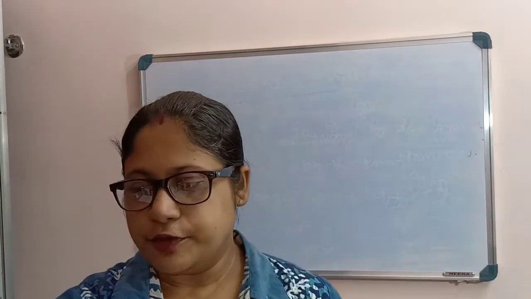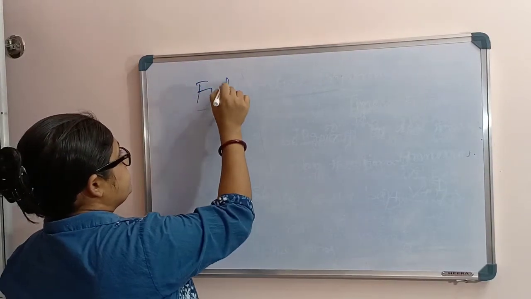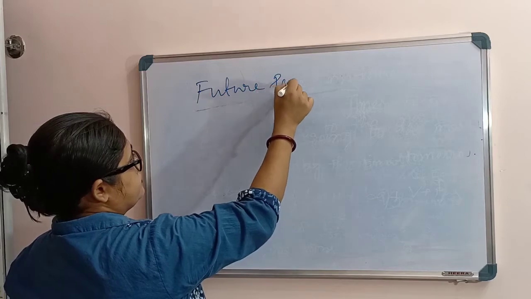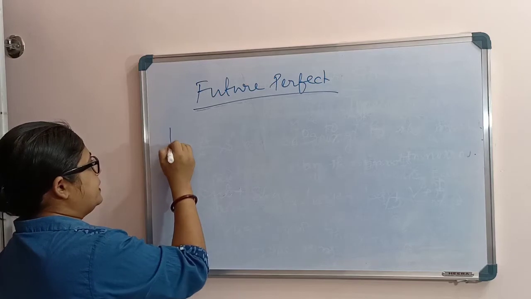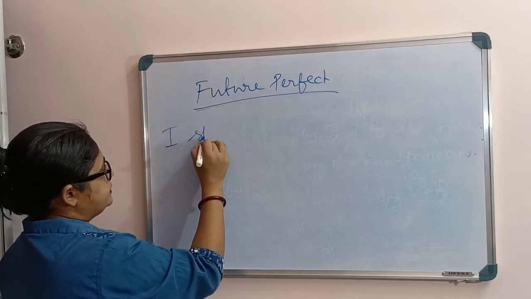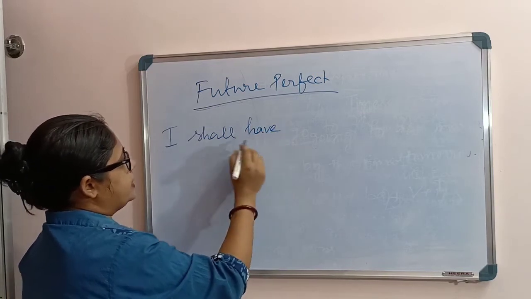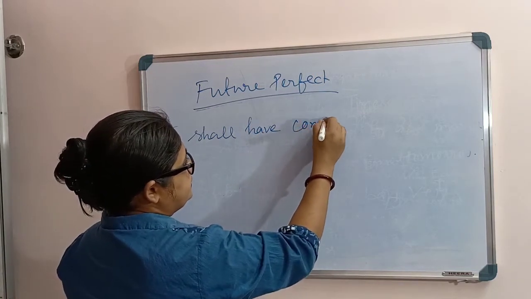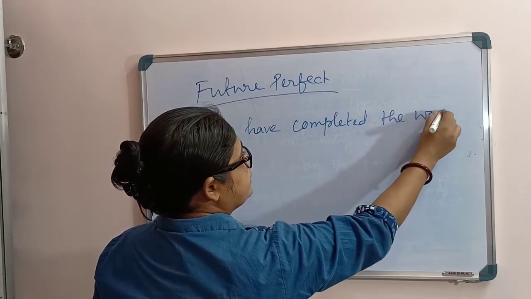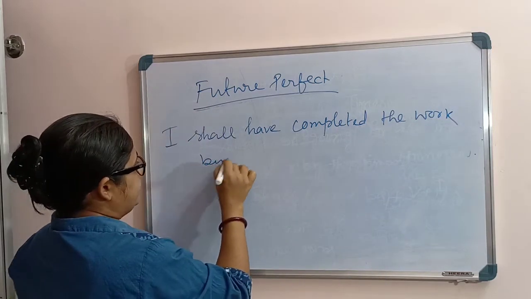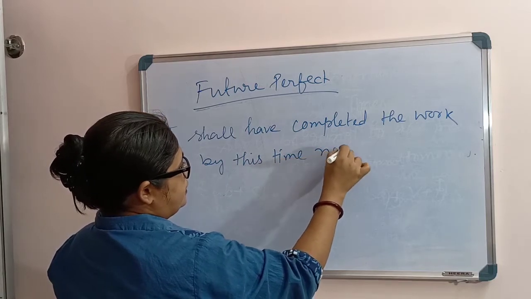Now comes future perfect. For example, we can write: I shall have completed the work by this time next year.